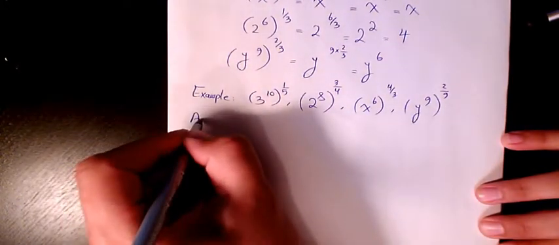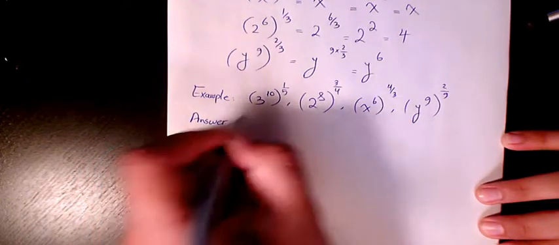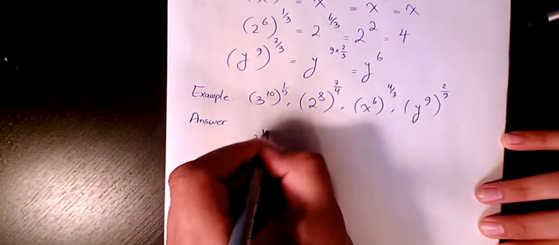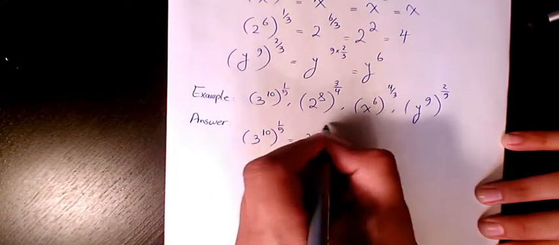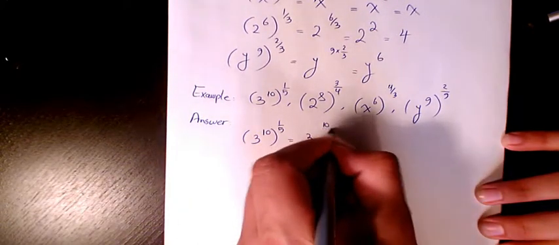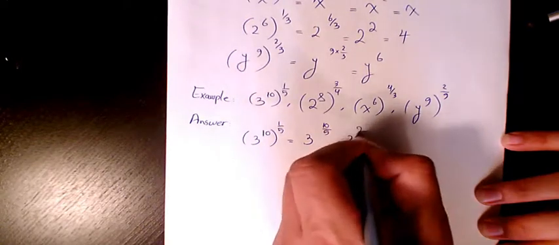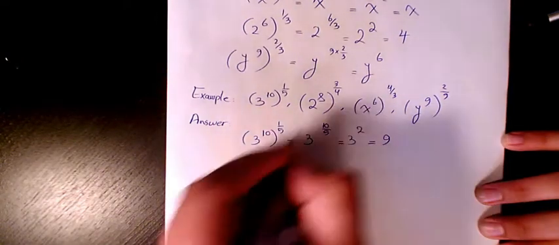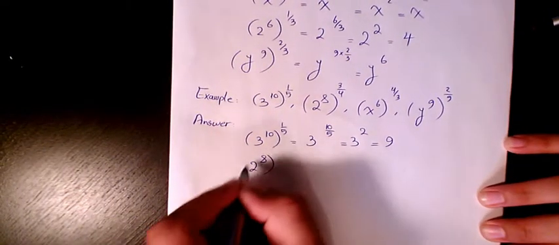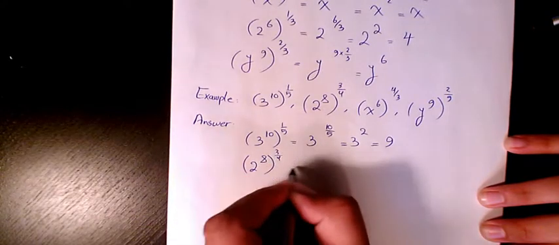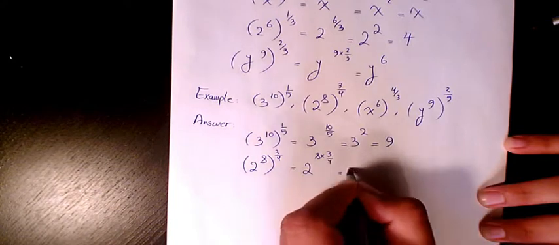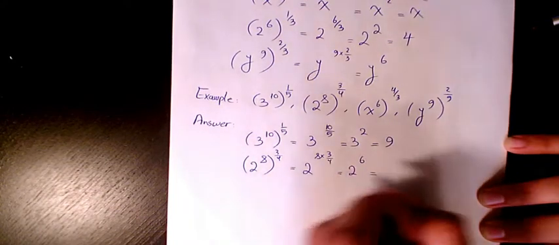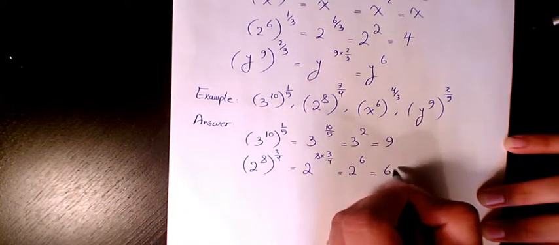The answer will be 3 to the power of 10, to the power of 1 over 5. You just multiply them. 10 times 1 over 5 is 10 over 5, so it's going to be 3 squared, which is 9. This one is 2 to the power of 8, to the power of 3 over 4. 2 to the power of 8 times 3 over 4 gives 2 to the power of 6, and 2 to the power of 6 is 64.